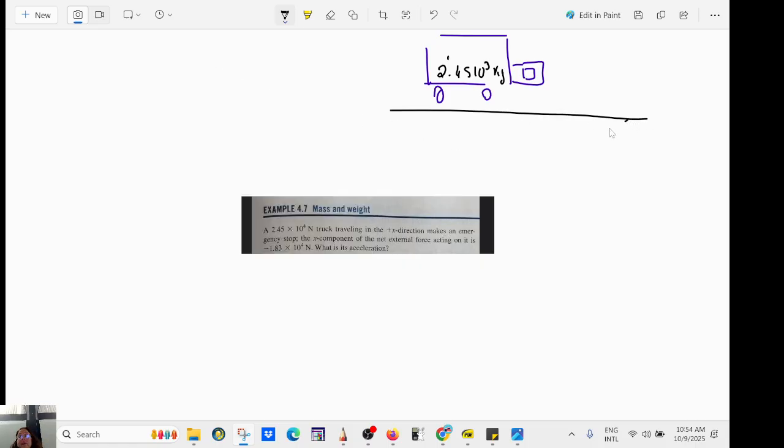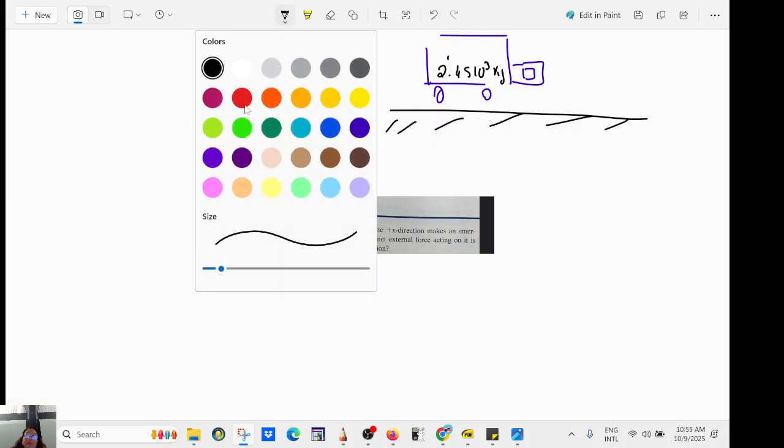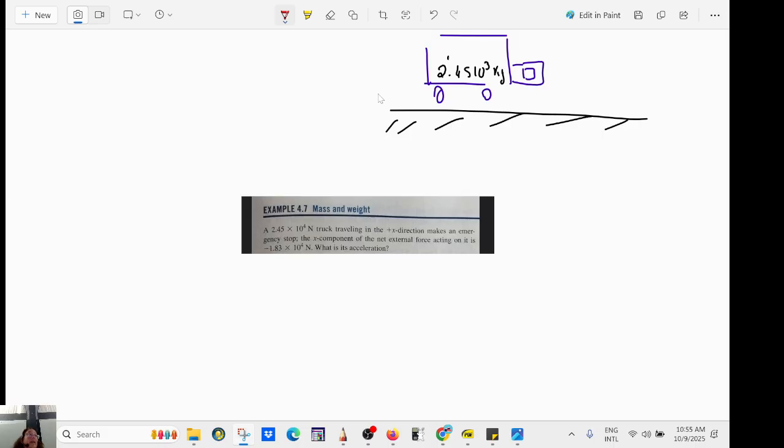So it's going to go this way. And then it says it's stopping. If it's stopping, it means it's going to slow down. Do you agree? That means there is a static friction, because the wheel stops spinning, so it's going to slide and then stop. So you have static friction here, and the magnitude is 1.83 times 10 to the 4 Newton to the left. And they want you to find the acceleration.